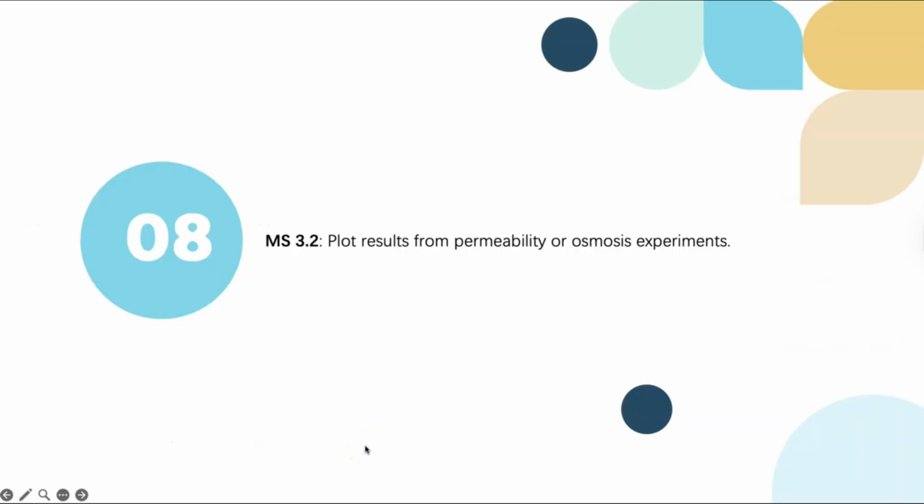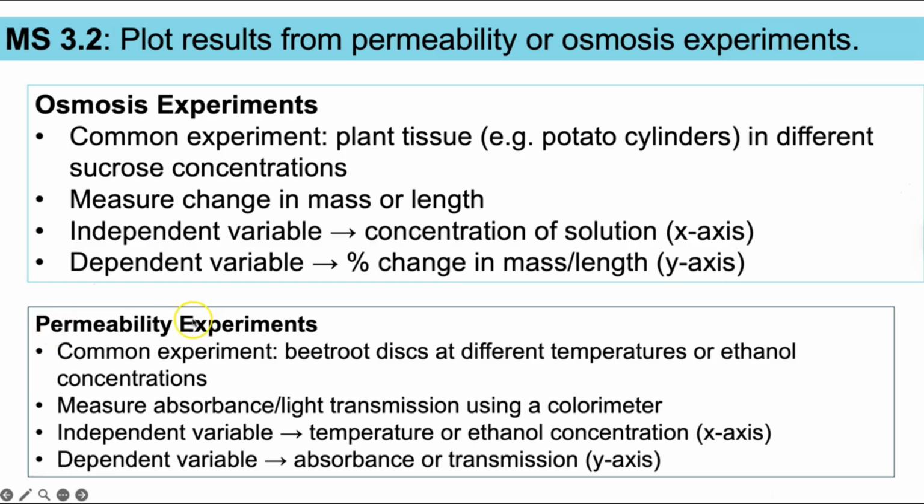The next math skill is plotting results from permeability or osmosis experiments. And this could come up in your required practical 3 and 4, the ones where you're using potato plants for osmosis or the permeability of the beetroot membranes. So for the osmosis one, your experiment could be with plant tissue, such as potato cylinders, in different sucrose or salt concentrations, where you're going to be measuring a change in mass or length of your plant tissue.